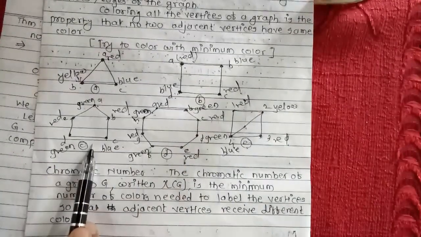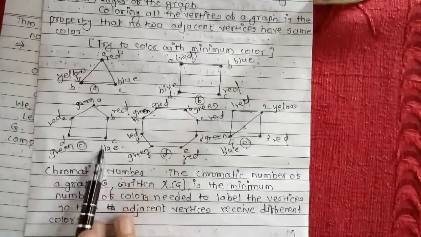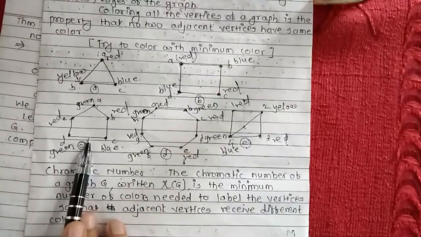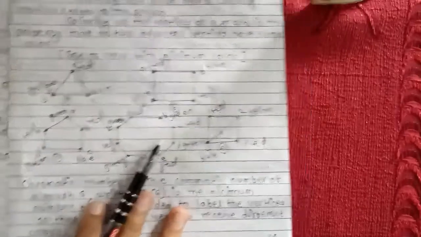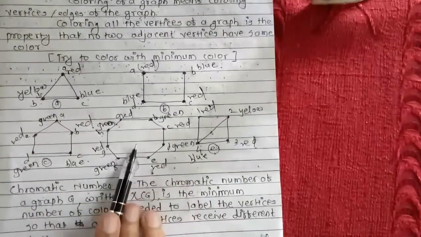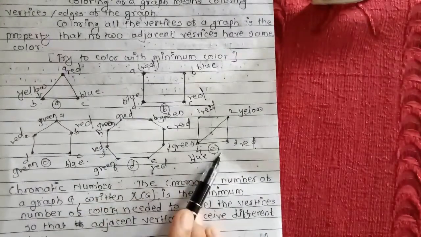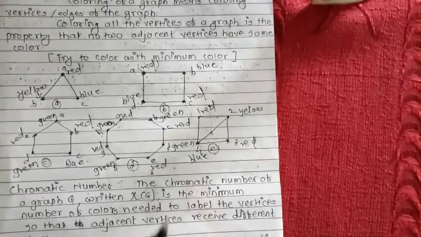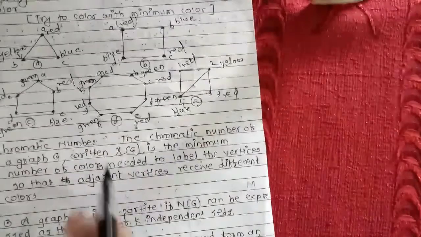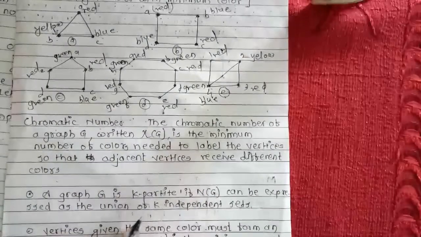Similarly for the graph C, we require 3 colors. Therefore the chromatic number of C is 3. Similarly, the chromatic number of this graph is 2 and the chromatic number of this graph is 3, right? So I think you understand what chromatic number is, right?